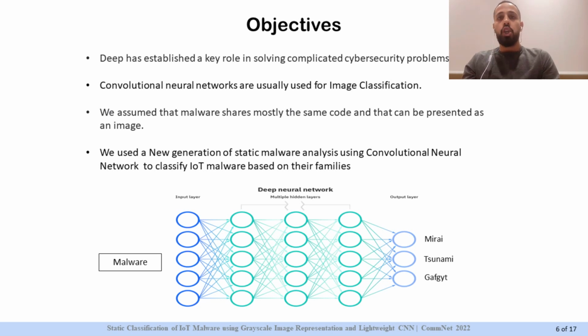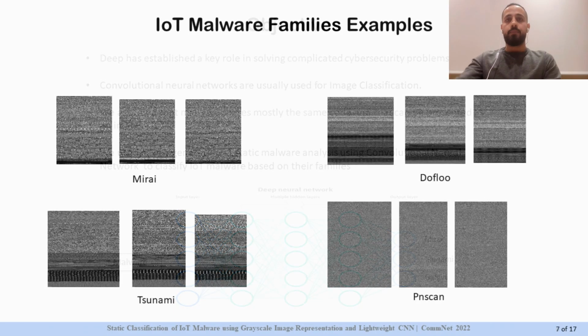We applied a new generation of static malware analysis using convolutional neural networks to classify IoT malware based on their families. We focus in this paper on the static analysis of IoT malware in the ELF format in order to map the embedded malware to a well-known family, or otherwise to classify it as a known malware type.